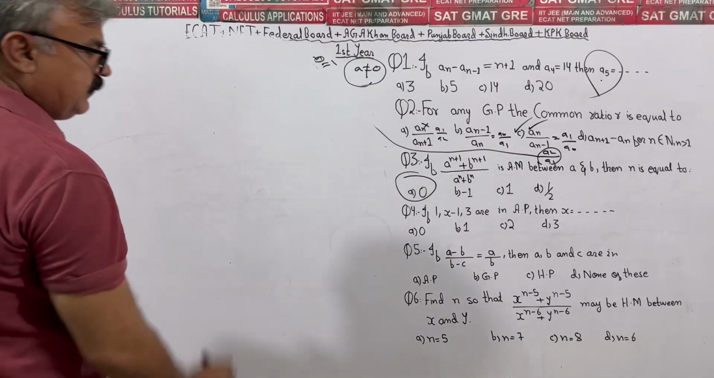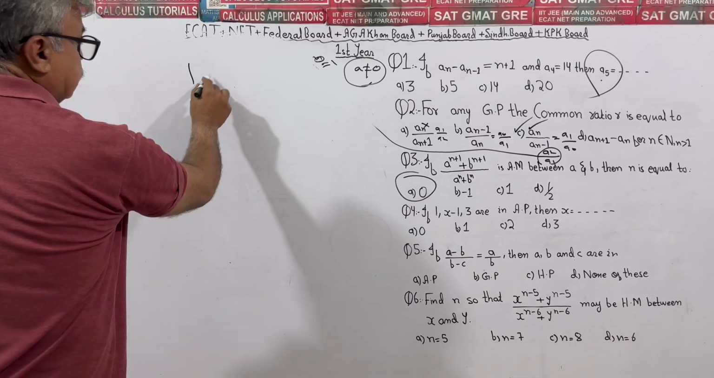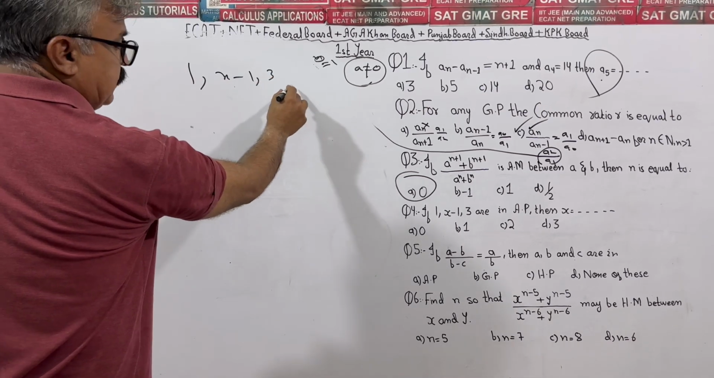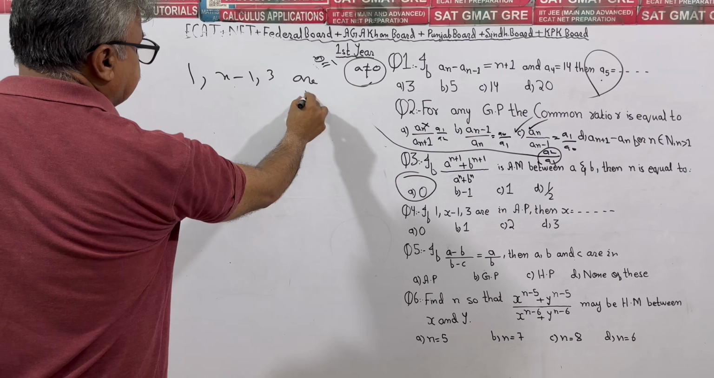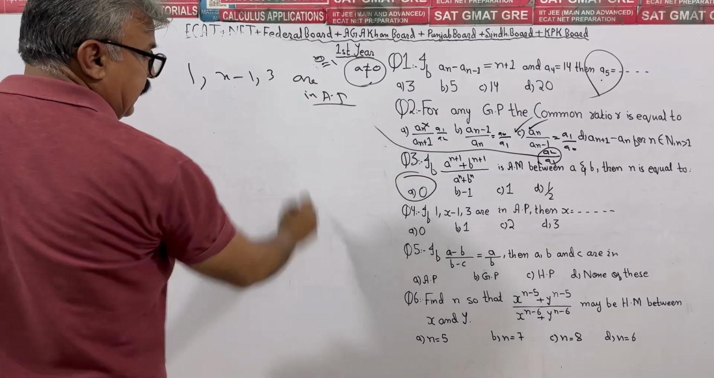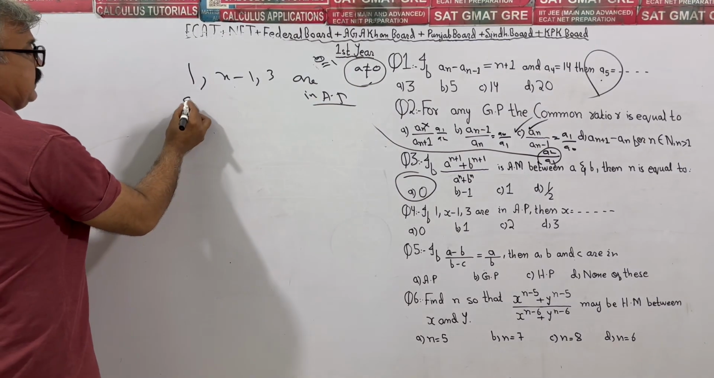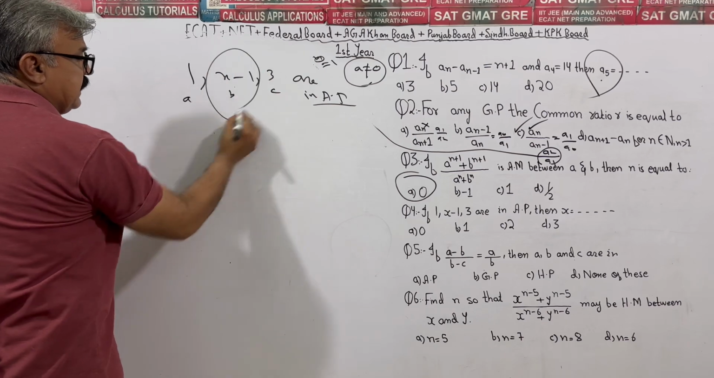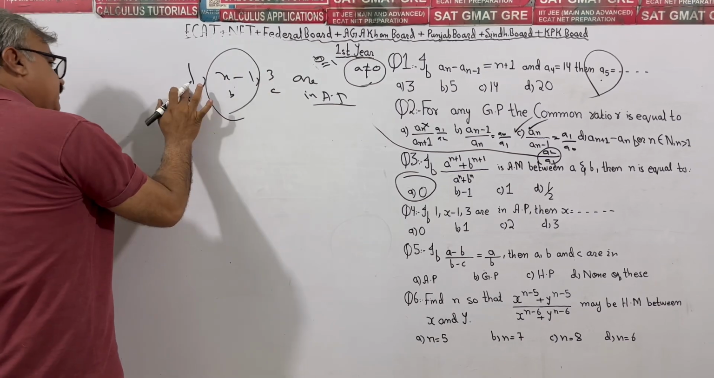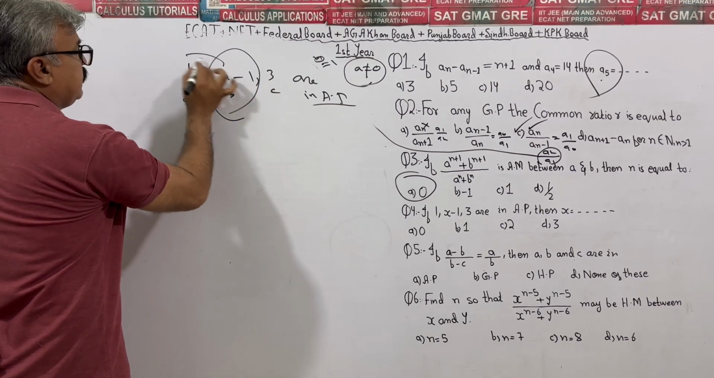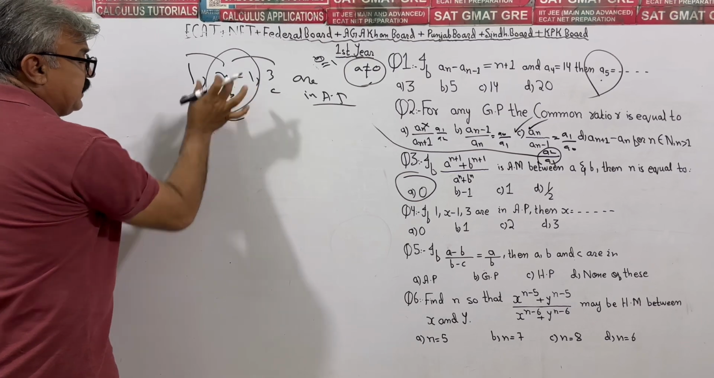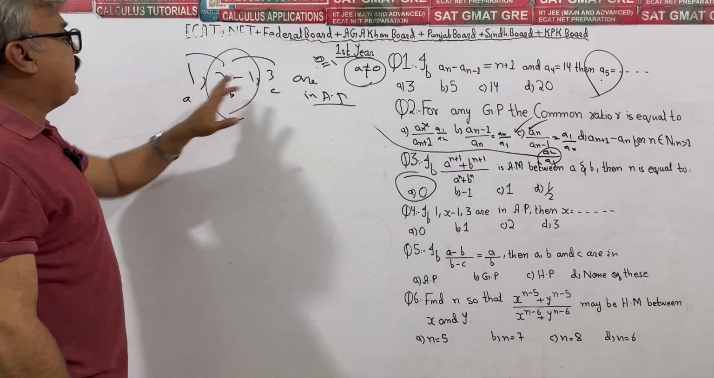Now we have three terms, 1, x minus 1 and 3, they are in AP. Find x. Look at this. It's a, it's b, it's c. That is our arithmetic mean between 1 and 3. x minus 1 is the arithmetic mean between 1 and 3. The central value is the mean of 1 and 3.